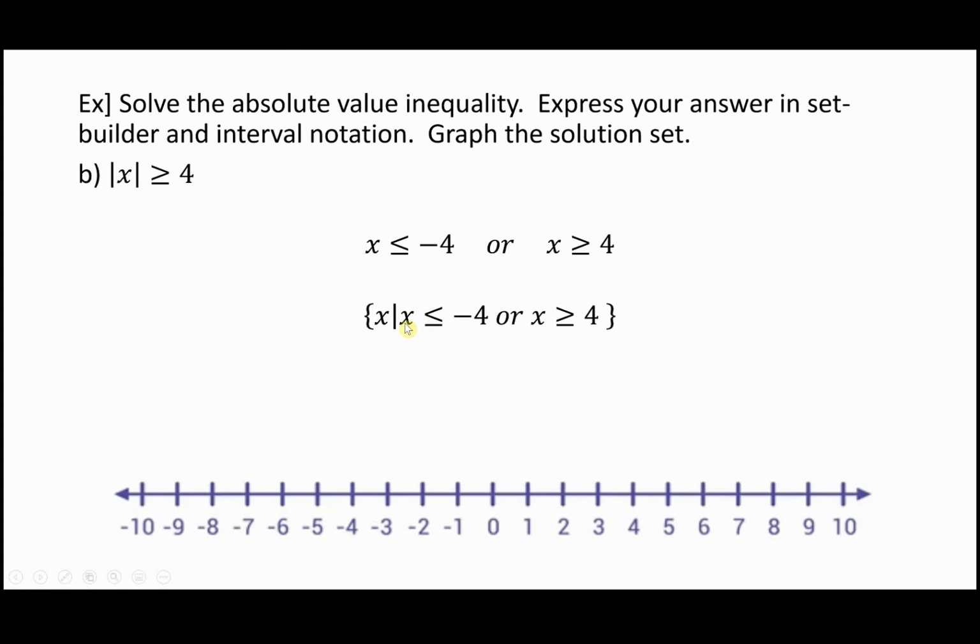We'll read it out loud one more time. X is less than or equal to -4. So that means we're going to be capturing -4 and everything less than that. And if you're trying to represent something less than a value on the number line, you're going to be moving to the left, right?